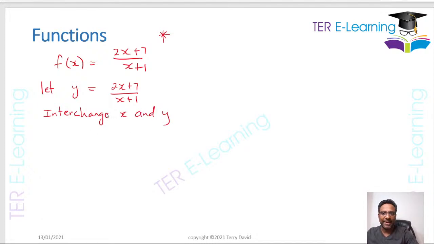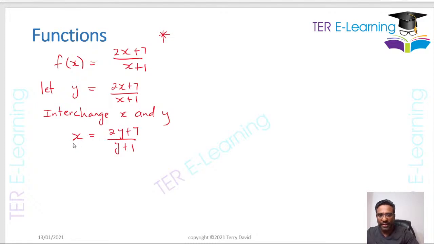Right? What that means is that anywhere we see x, we're going to put y. Anywhere we see y, we're going to put x. So therefore, we're going to put x is equal to 2y plus 7 over y plus 1, right? So the next thing I'm going to do now, I'm going to cross multiply and try to make y the subject of my formula, right?